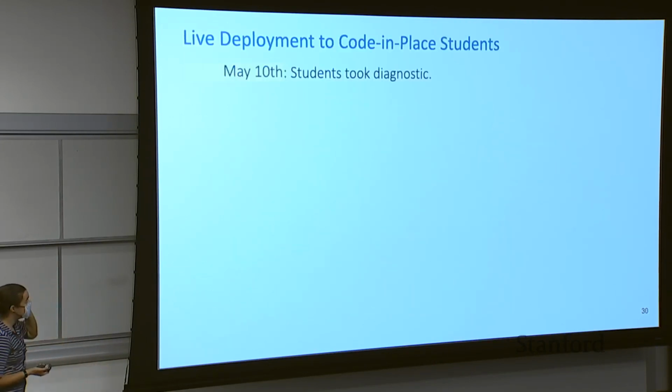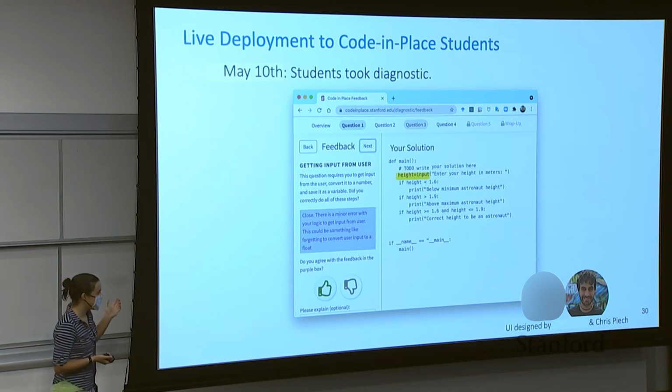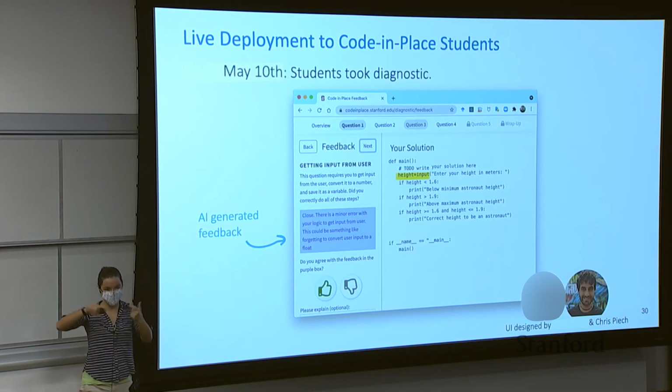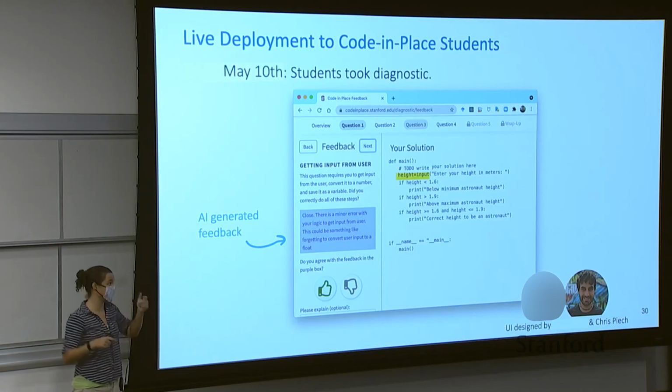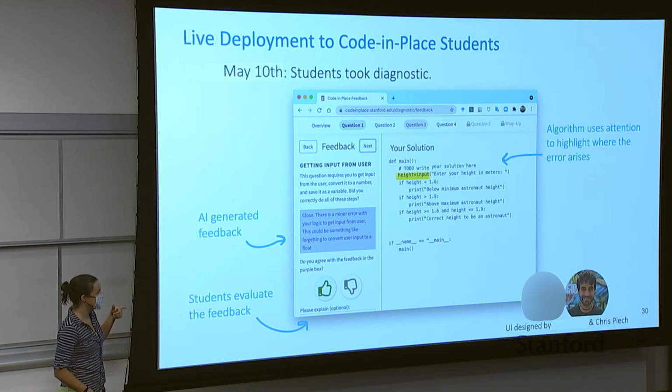And then lastly, we also deployed this model to the Code in Place course that I mentioned previously. So the students took the diagnostic on May 10th. We need to actually give the feedback to the students in some way. And so Chris designed this interface. We paired the rubric option with some text that described the feedback for that rubric option. This text was written by a human, but the classification problem was done by the meta learner. The students evaluated the feedback. We also used syntax highlighting to try to show them where the error was.